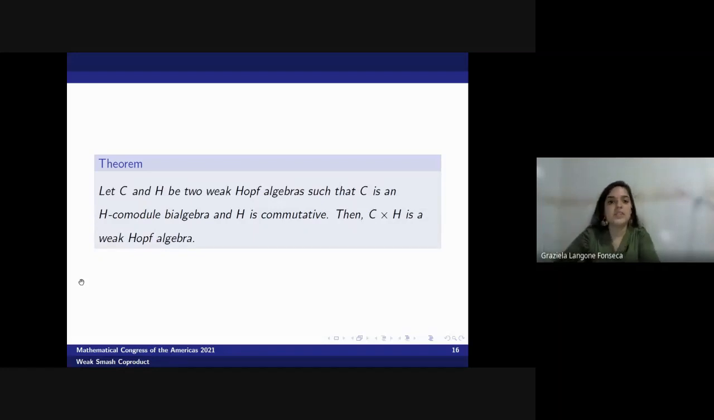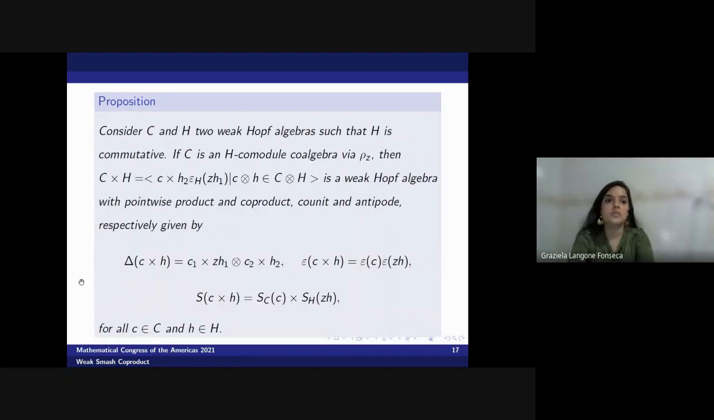The next step is to find some examples that satisfy this hypothesis. We have this result that says that if we consider C and H two Weak-Hopf algebras such that H is commutative and C is an H-comodule coalgebra via rho_z, then C times H is a Weak-Hopf algebra with pointwise product and coproduct, counit, and antipode given by these rules.